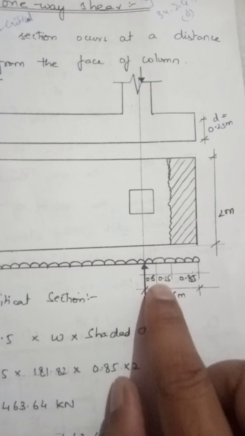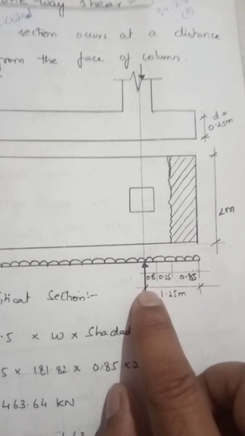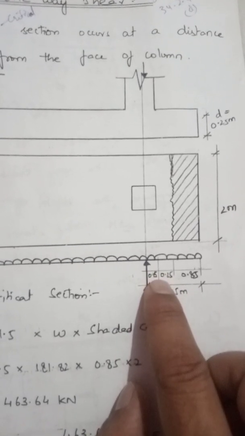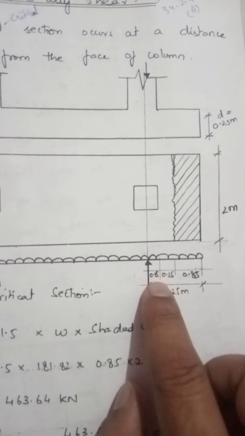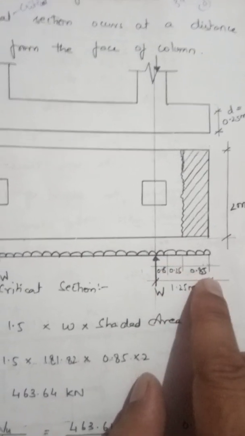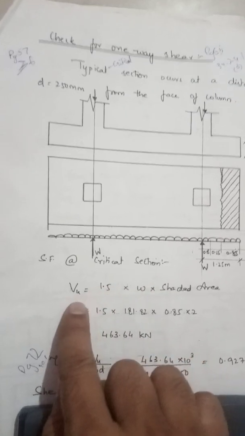Face of the column was 1.1. From this, the center was 1.25. The face of the column was 1.1, and from the face of the column, 250 mm. If you remove that, 0.85. So just see the critical section.